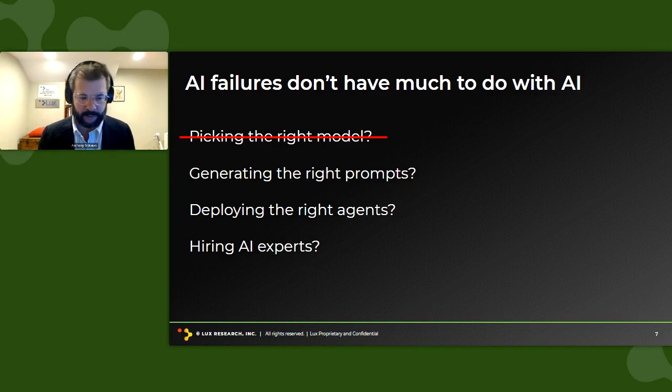It's not about picking the right model. It's not about generating the right prompts. It's not about anything to do with agents or even getting really good AI experts into your organization. If you take away one thing from this presentation, I think it's this: AI failures have a lot more to do with corporate implementation, with corporate structures and corporate processes that go into their implementation, than they do with anything that's particularly AI specific. We'll talk about that in a lot of detail in the second section of this presentation.